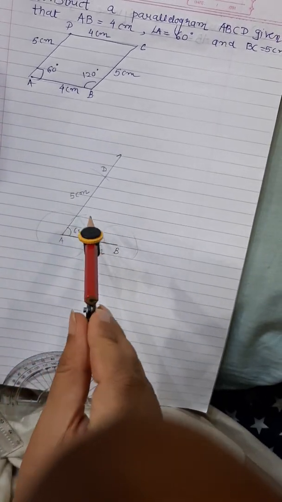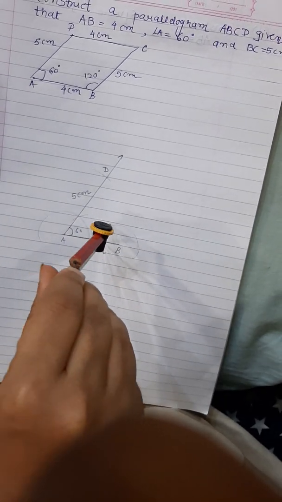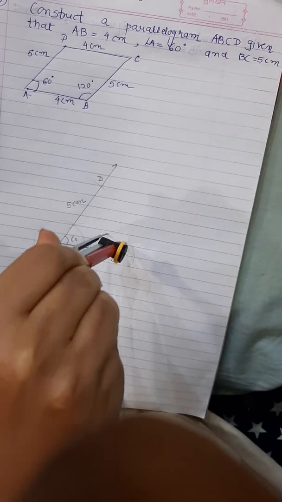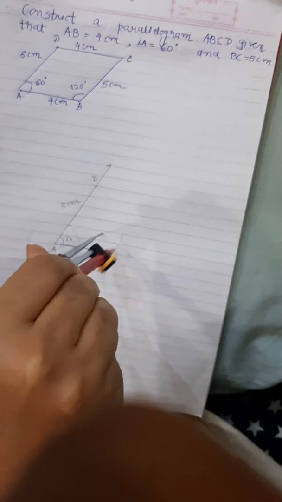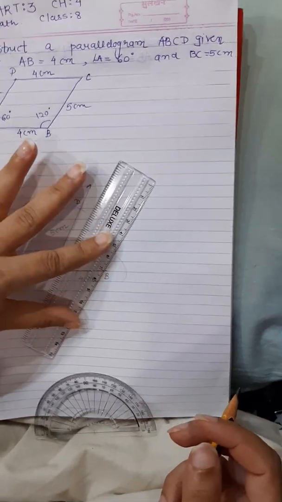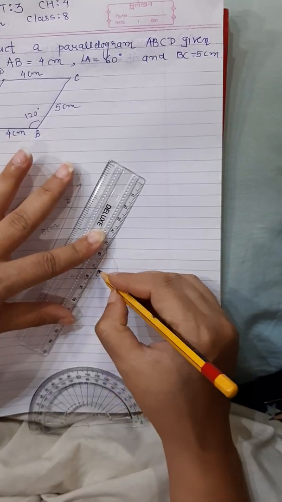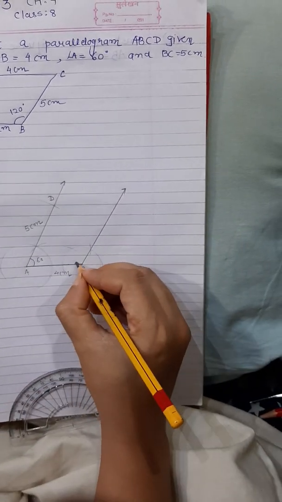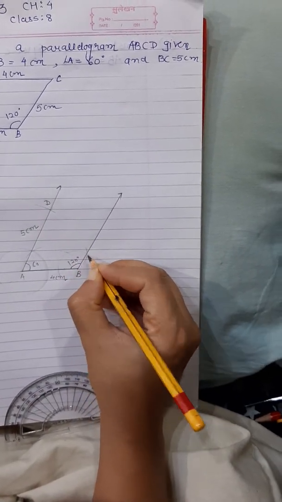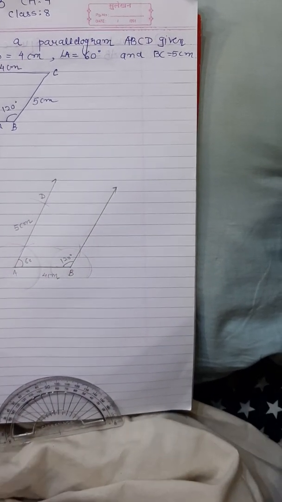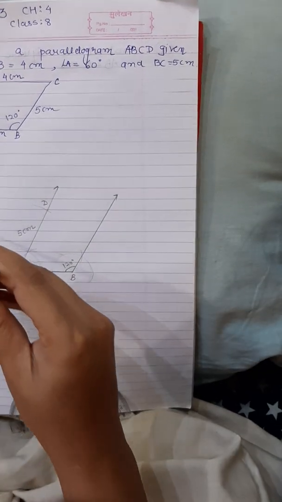Now this is my 60, and one more arc. This is my 120. First arc and second arc, that makes 120. I'll just extend the line. This is 120 degrees. Right? First arc and second arc, that is 120 degrees. I'll put an arc at 5 centimeter.